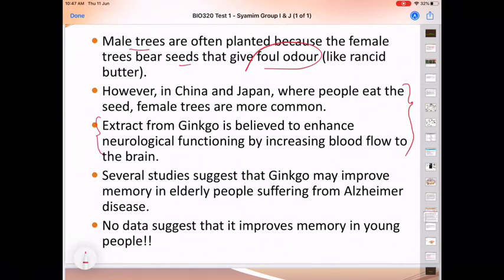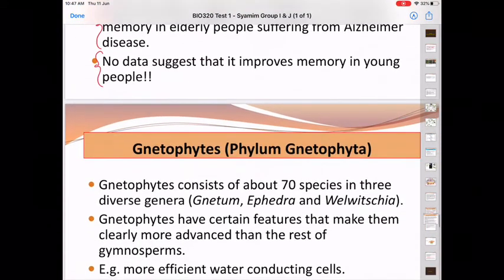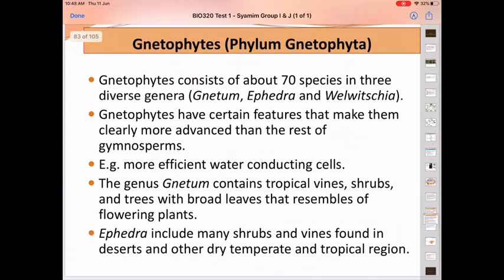Several studies suggest that ginkgo may improve memory. Okay, no data suggests that it improves memory in young people. So there is still lack of data about this. Okay, the last phylum is Gnetophyta. Consists about 70 species in 3 diverse genera. So there are 3 genera: Gnetum, Ephedra, and Welwitschia.